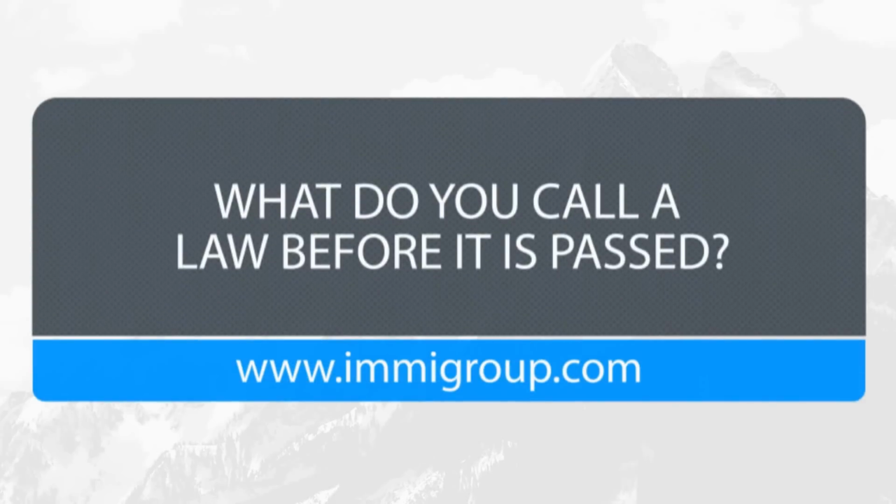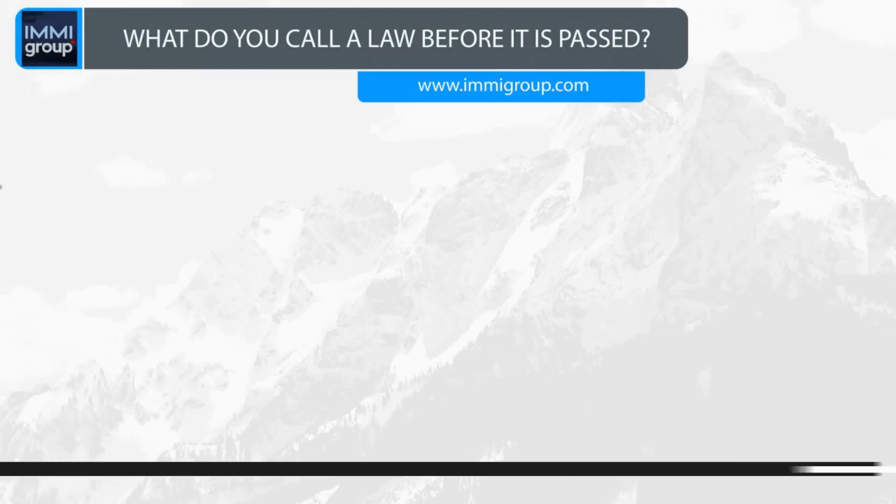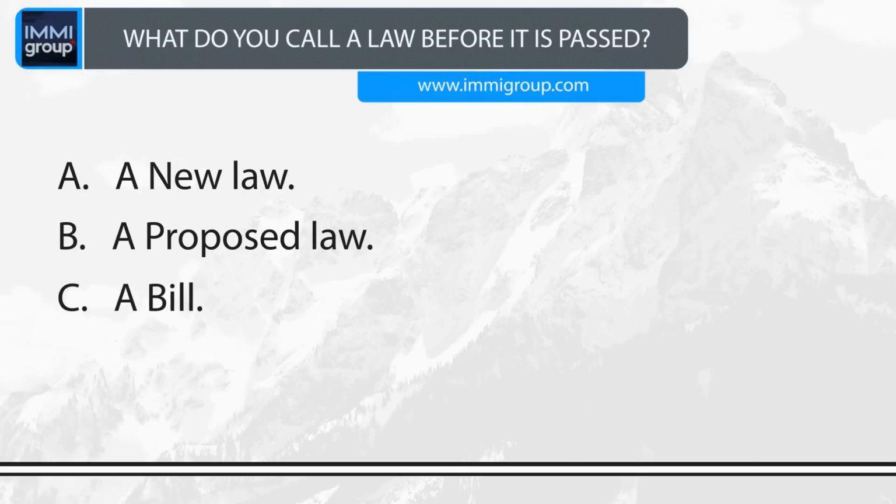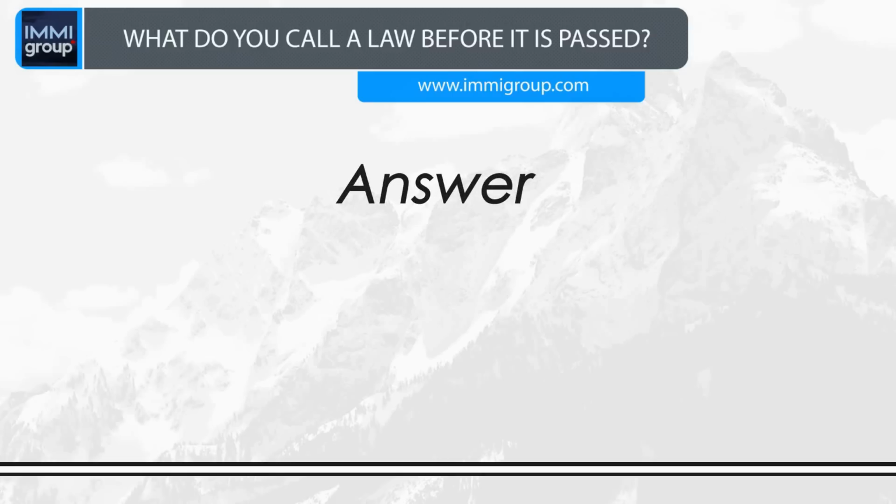What do you call a law before it's passed? A. A new law. B. A proposed law. C. A bill. D. A new proposal. Answer: a bill.